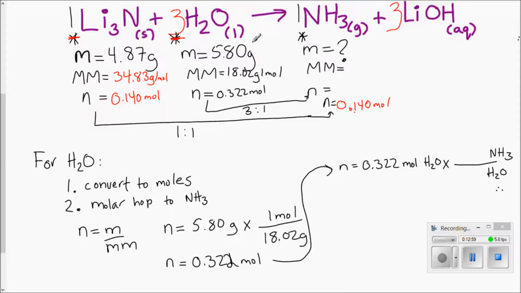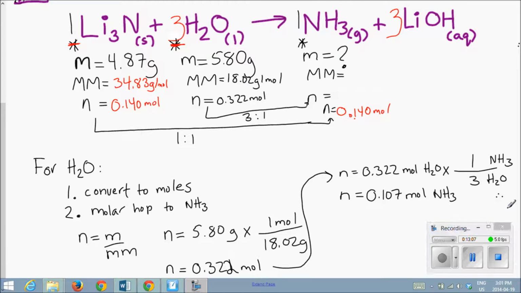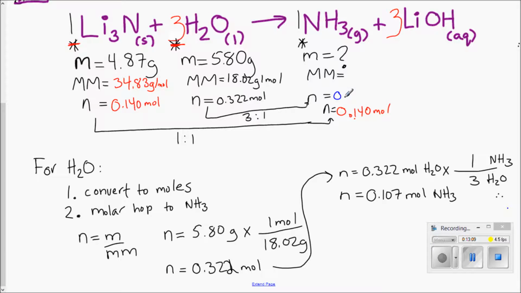The ratio between those is 3-to-1. So in our calculator, we're just going to multiply by the top number, divide by the bottom number, and we get this answer. So we have 0.107 moles of NH3 according to our water. Now our water units canceled out. We got NH3. There we go. So this is our answer right here.